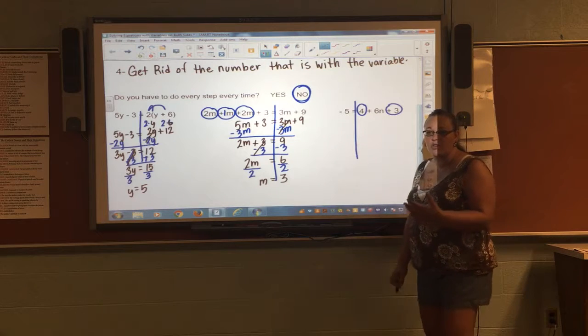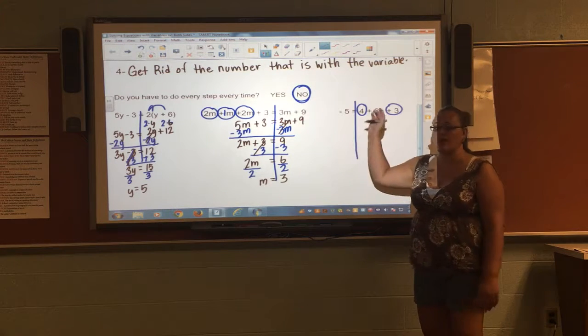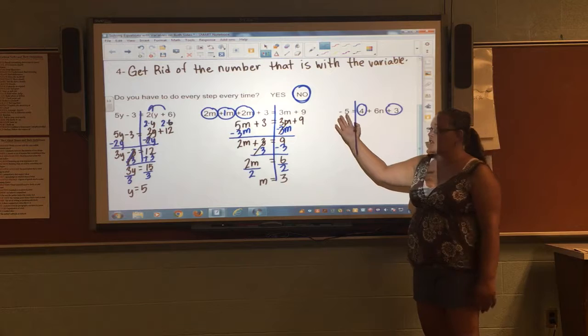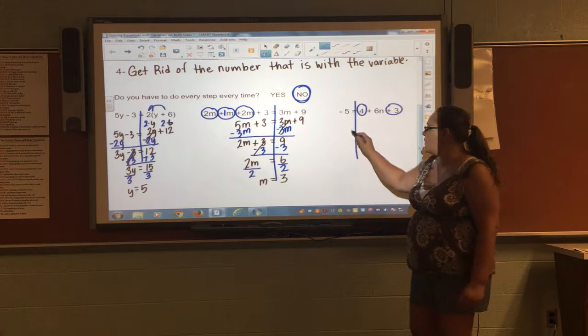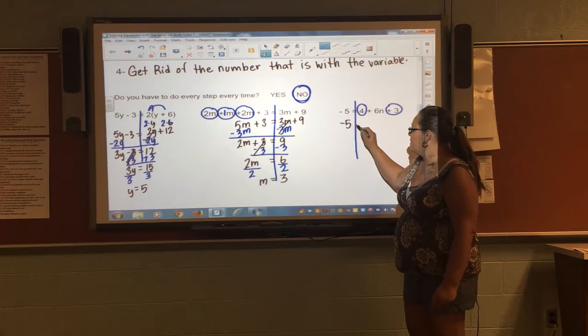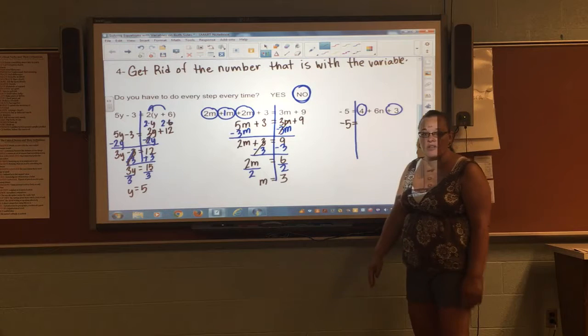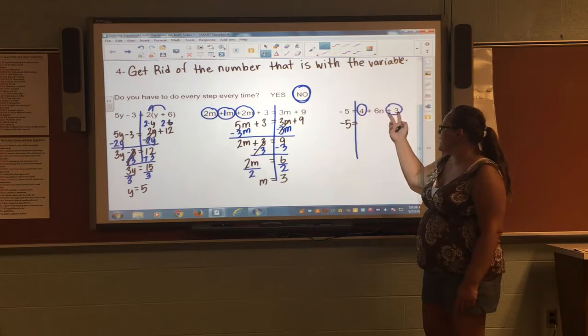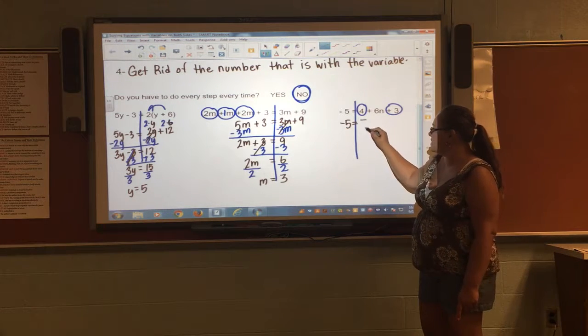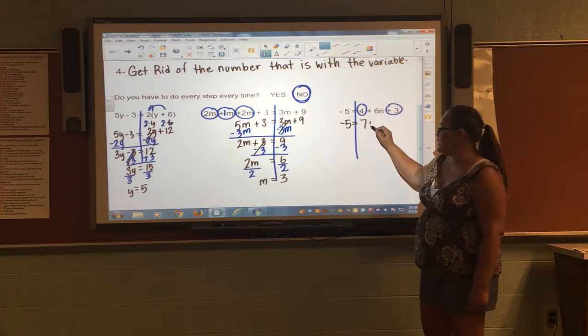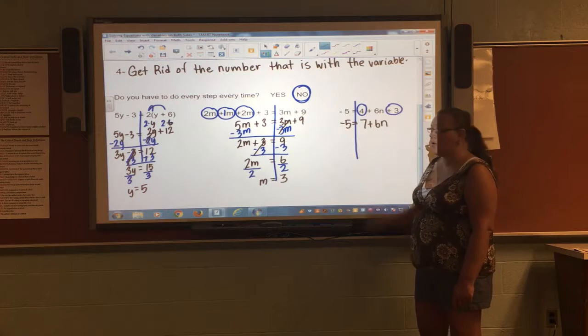Once I have them circled or identified though, I always go back and go left to right. So the negative 5, I didn't do anything with it, so I will bring it down. The equal sign always comes down on the line. And then 3 plus 4 gives me 7, and I didn't do anything with the plus 6n, so I will bring it down.